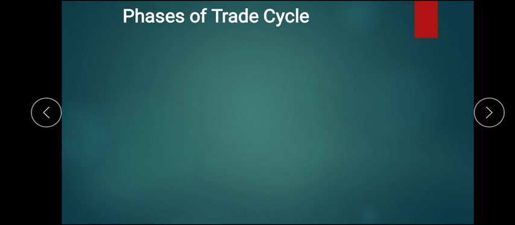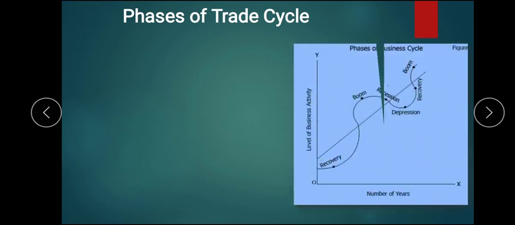Now generally there are 4 phases which can be understood with the help of a chart. On the x-axis you find the number of years are taken. As the last point of characteristics says, every period is not for a longer period of time, that's why here only number of years are written, not a fixed period. In the same way, on the y-axis you find the level of business activities.